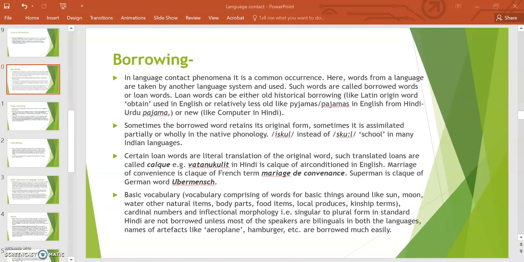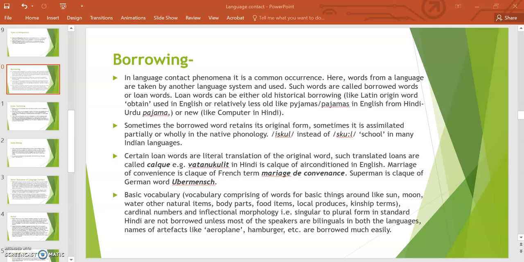What else is possible when languages come in contact? One of the possibilities is borrowing. In language contact phenomena, it is a common occurrence. Here words from a language are taken by another language system and used. Such words are called borrowed words or loan words.